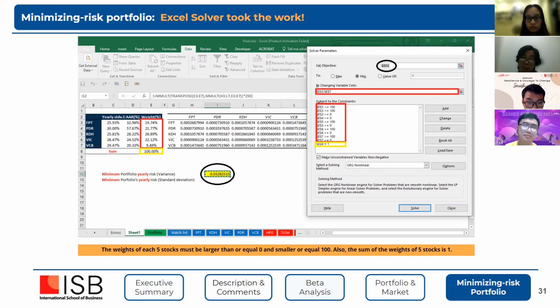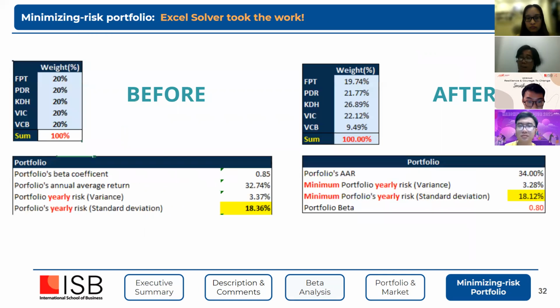This is our portfolio before and after using Excel Solver. As you can see, the standard deviation is lower, only slightly lower, but the return is much higher. And the beta coefficient also changed with the different weights of each of the 5 stocks. So that's how we got a portfolio with the lowest risk possible. I think that's the end of our presentation. Thanks for listening.